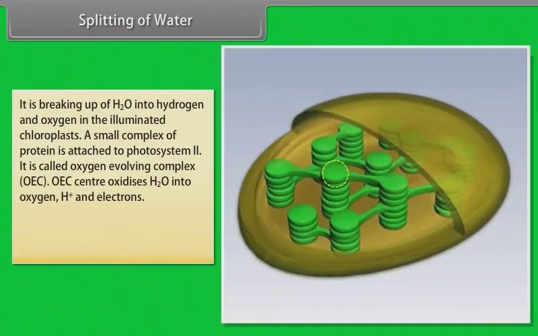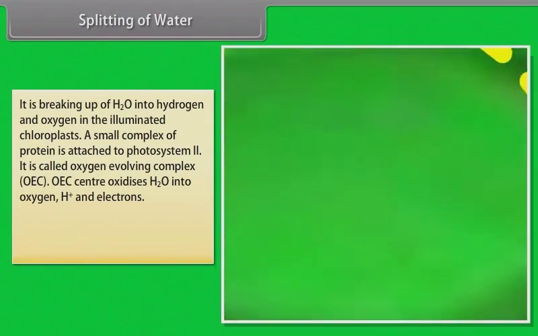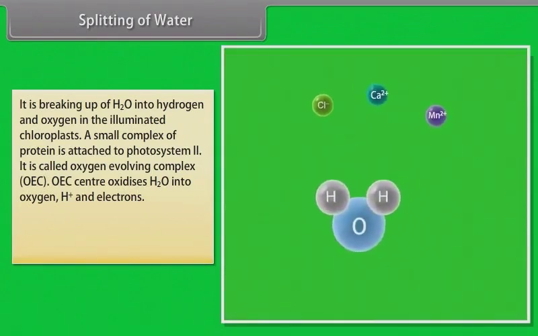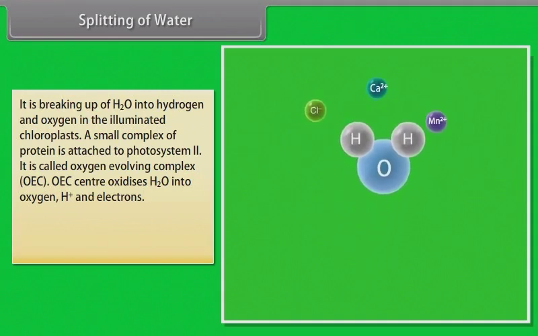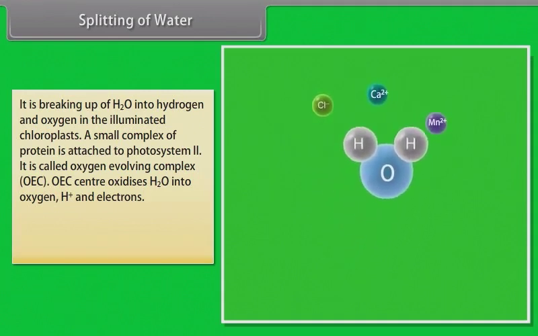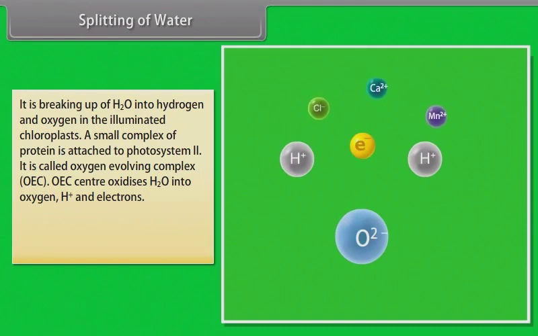Splitting of water. It is breaking up of H2O into hydrogen and oxygen in the illuminated chloroplast. A small complex of protein is attached to photosystem 2. It is called the oxygen evolving complex. The OEC center oxidizes H2O into oxygen, H+, and electrons. Cl-, Ca2+, and Mn2+ are required during this process.